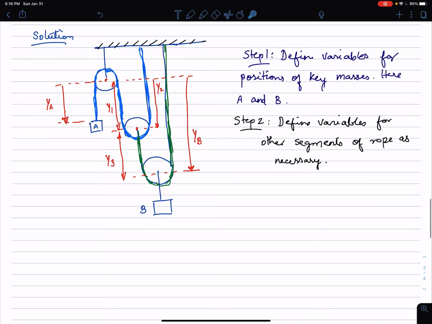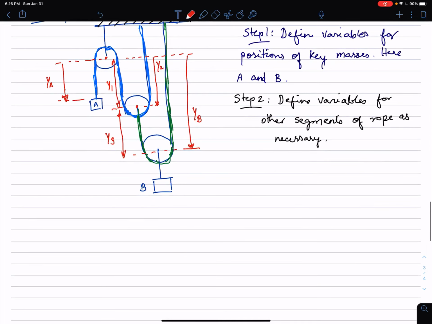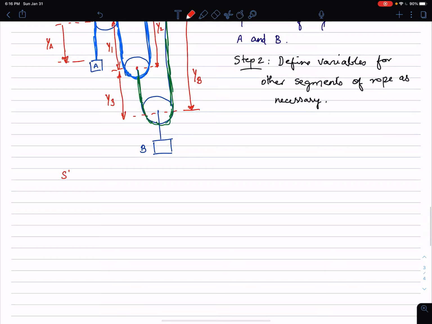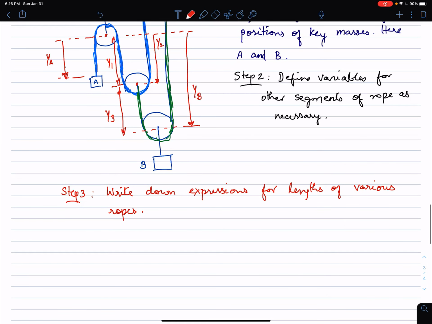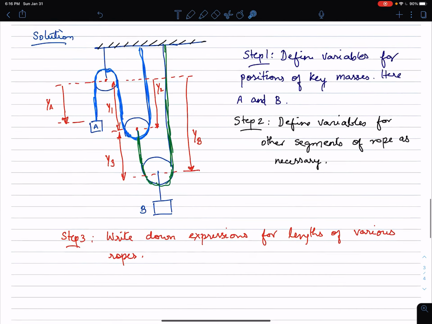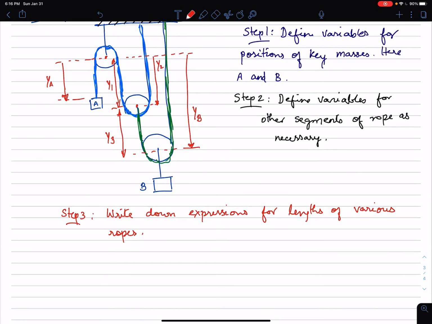Okay, so what's the next step? Step 3. Step 3 is write down expressions for lengths of various ropes. Okay, so let's do that. Let's first do the blue rope, and let me draw that in blue.